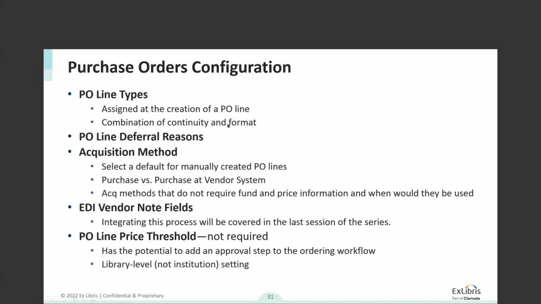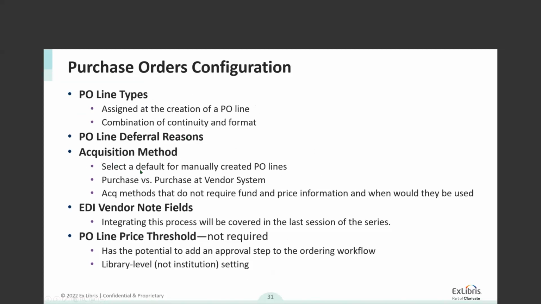Now, purchase order line types, they're assigned at the creation of a PO line, and they're a combination of continuity and format. Some of them can be a little duplicative. So you can disable certain ones if you don't want such a long list, but see what comes up first, and then you can go in and take a look at those if you see a reason. We have PO line deferral reasons. If you are deferring a PO line, again, take a look at it.